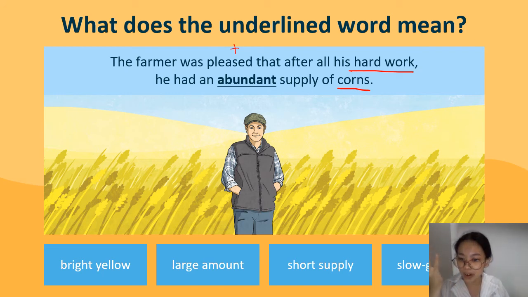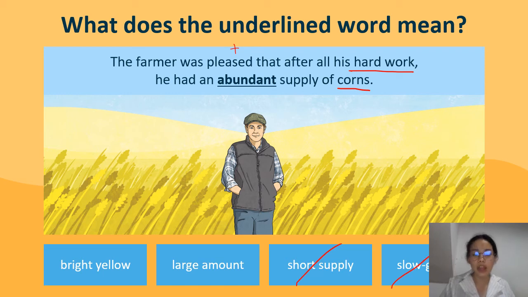So if he did hard work, what will happen with the corn? Let's imagine. He will get bright yellow corns. A large amount of corns. Short supply, or the last one? Remember, it's the positive. You can cut out some negative. For me, hard work with short supply. Short is kind of like a negative, so I cut this out. Slow is a negative one.